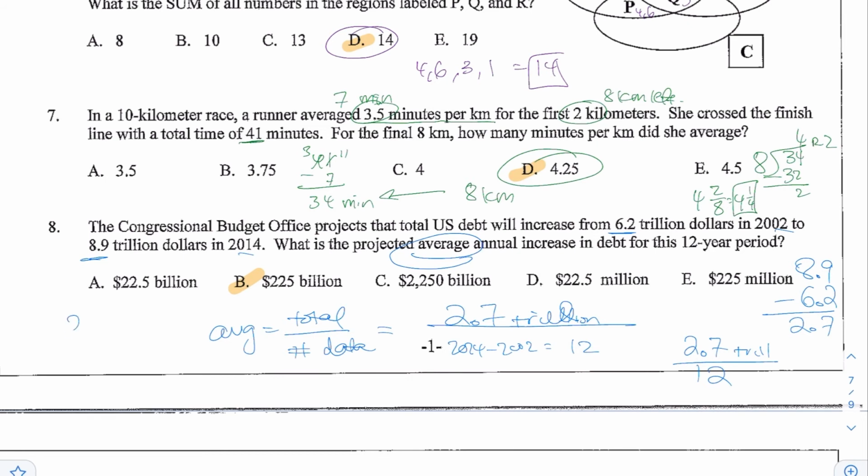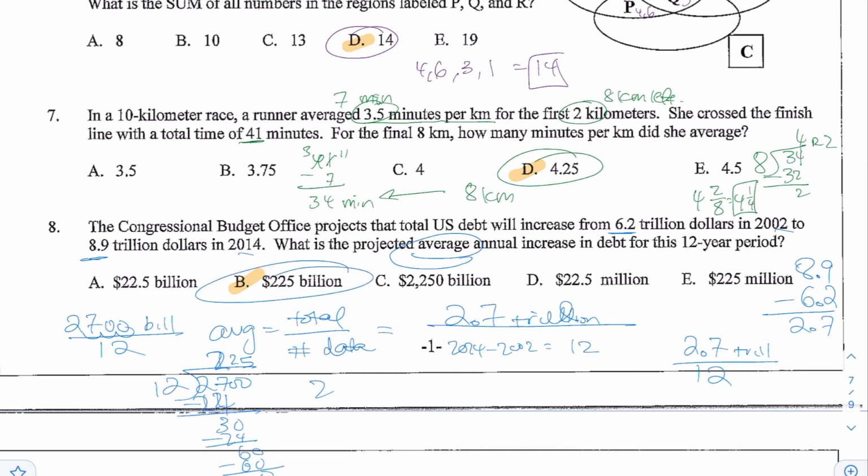So to divide trillion, remember trillion has 12 zeros. So if you move the decimal 3 times to the right, that will be in billion. The answers are all in billions and millions. So we'll divide this by 12. And 12 goes into 27 2 times, and into 36 3 times, so it will be 225 billion, which is choice B.